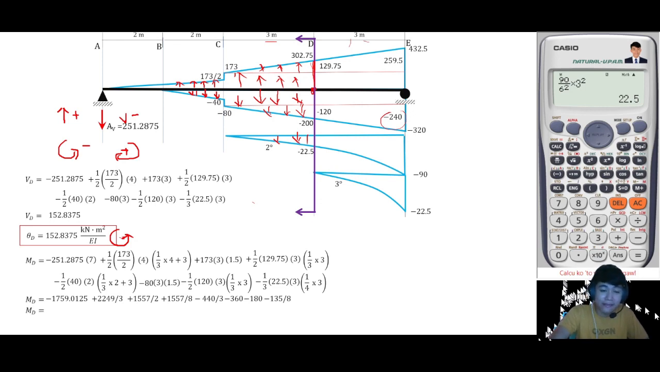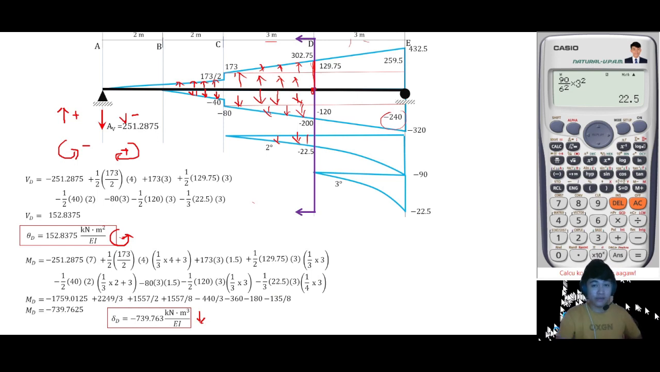Then the moment at point D is equal to negative 739. Negative moment is a negative deflection, a downward deflection. So that is your answer. That's it for the conjugate beam method.